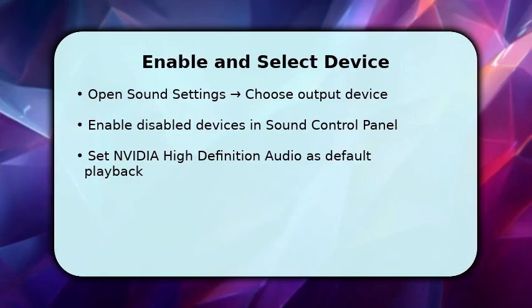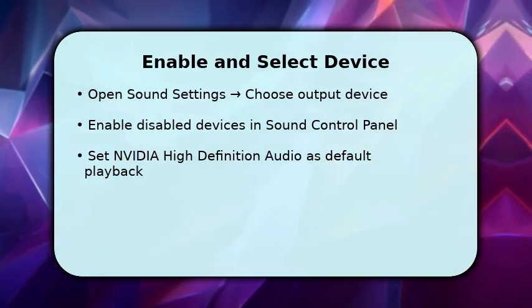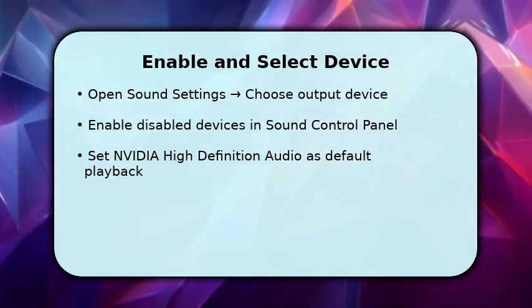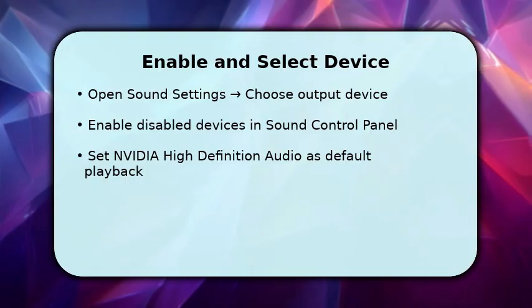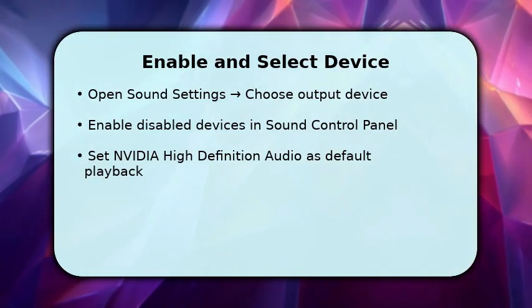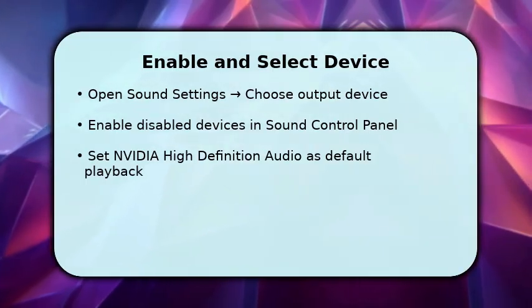Open Sound Settings, then Sound Control Panel to view playback devices. Some endpoints start disabled, so show disabled devices. Right-click the Nvidia High Definition audio device and enable it, then set it as default device and default communication device if needed. Once set, test with system sounds or media.